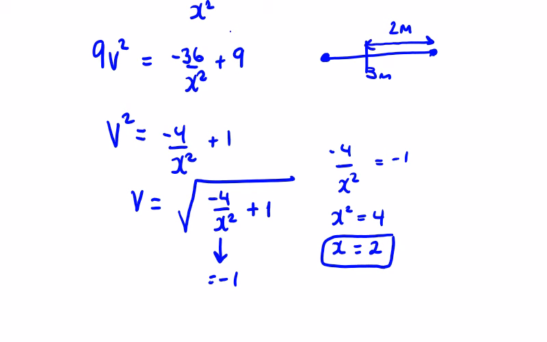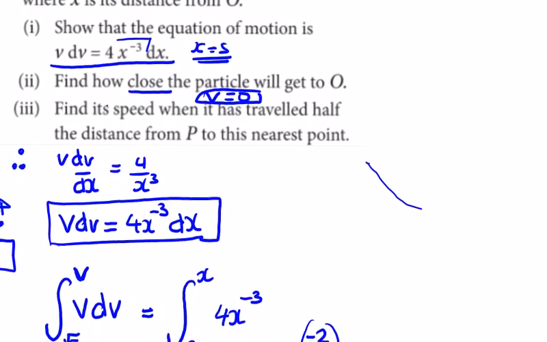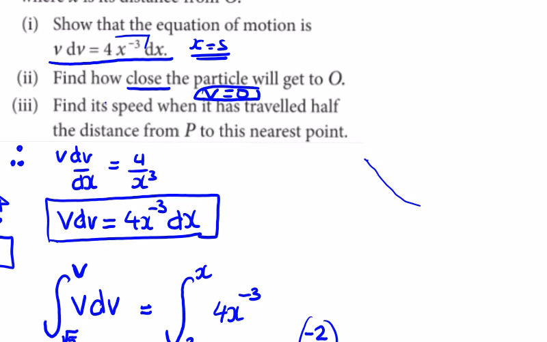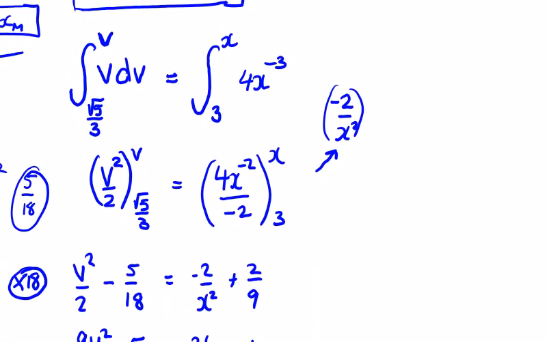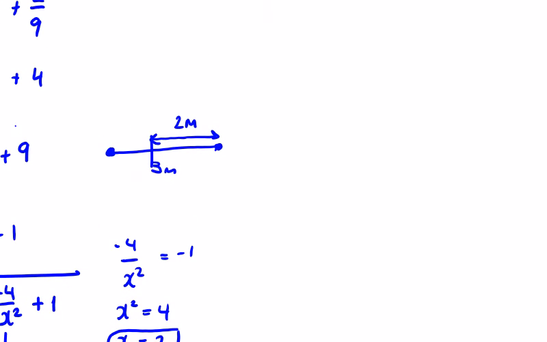And we're asked to find the speed when it's traveled half the distance from P to this nearest point. So when it's traveled half that distance. So how far has it traveled when it's traveled half that distance? It's just traveled 1. And I am of course looking at the distance the wrong way around. It gets 2 meters. x is 2, x was this distance. It travels 2 meters from there. So this is 1 meter. Half that distance is 0.5.